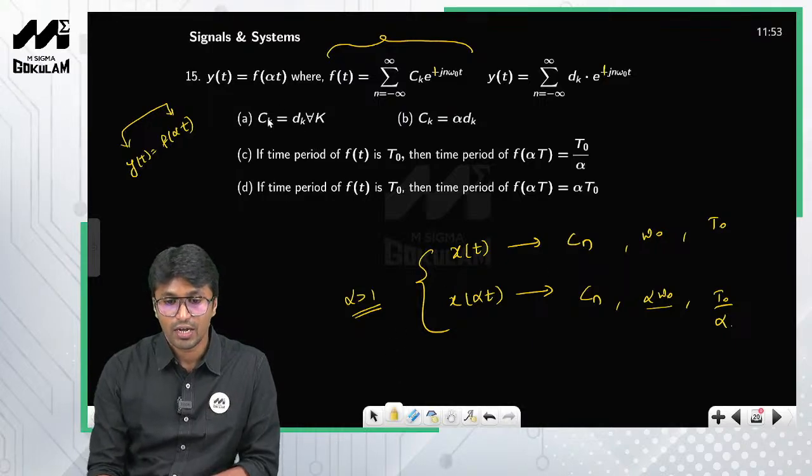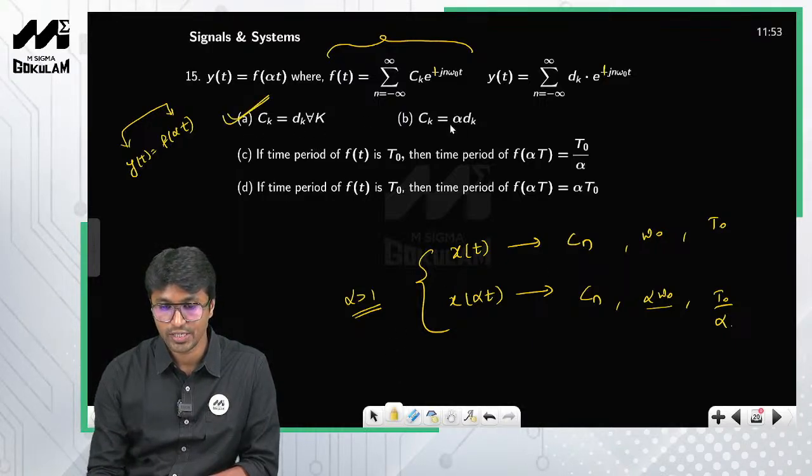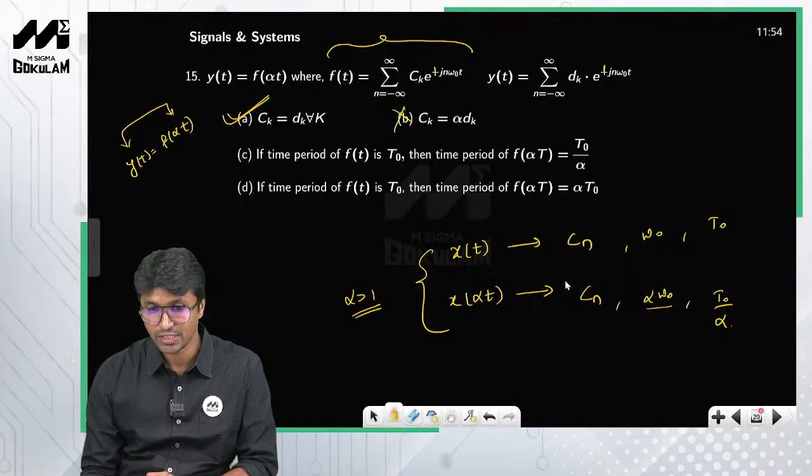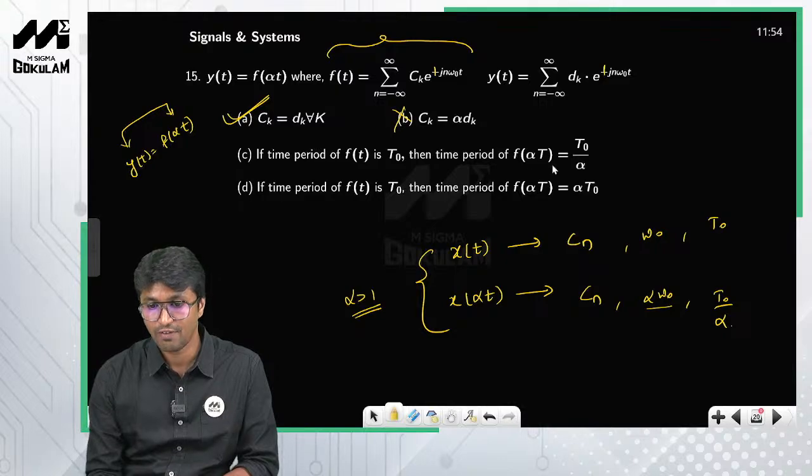So what is the first option? Ck is equal to dk for all k, so this is correct. Ck is equal to alpha dk, no. The Fourier series coefficient of both the signals x of t and x of alpha t are the same. So if the time period of f of t is t naught, the time period of f of alpha t is t naught by alpha, yes. So option C is correct.